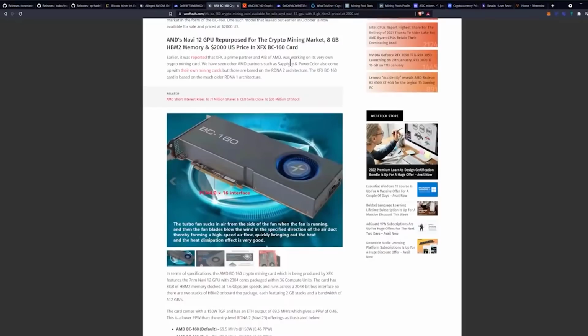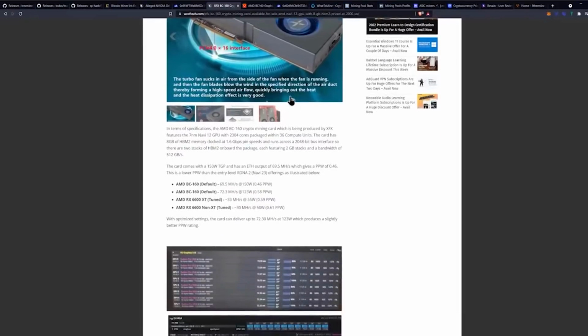Earlier, it was reported that XFX, a prime partner and AIB of AMD, was working on its very own crypto mining card. We have seen other AMD partners such as Sapphire and PowerColor also come up with their own mining cards, but these are based on the RDNA 2 architecture. The XFX BC160 card is based on the much older RDNA 1 architecture.